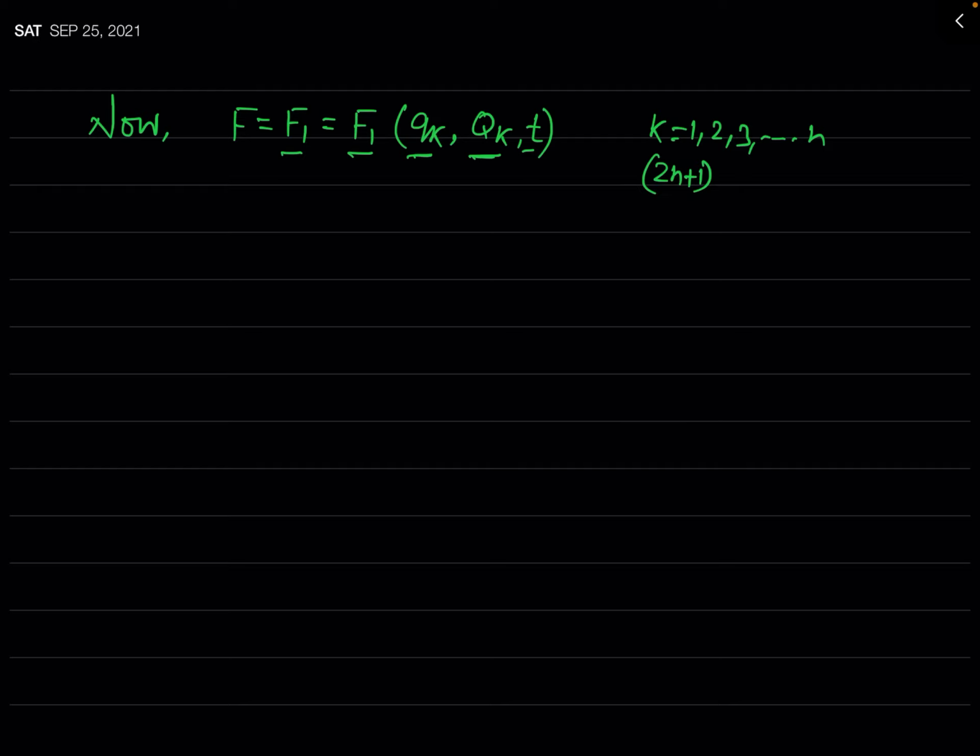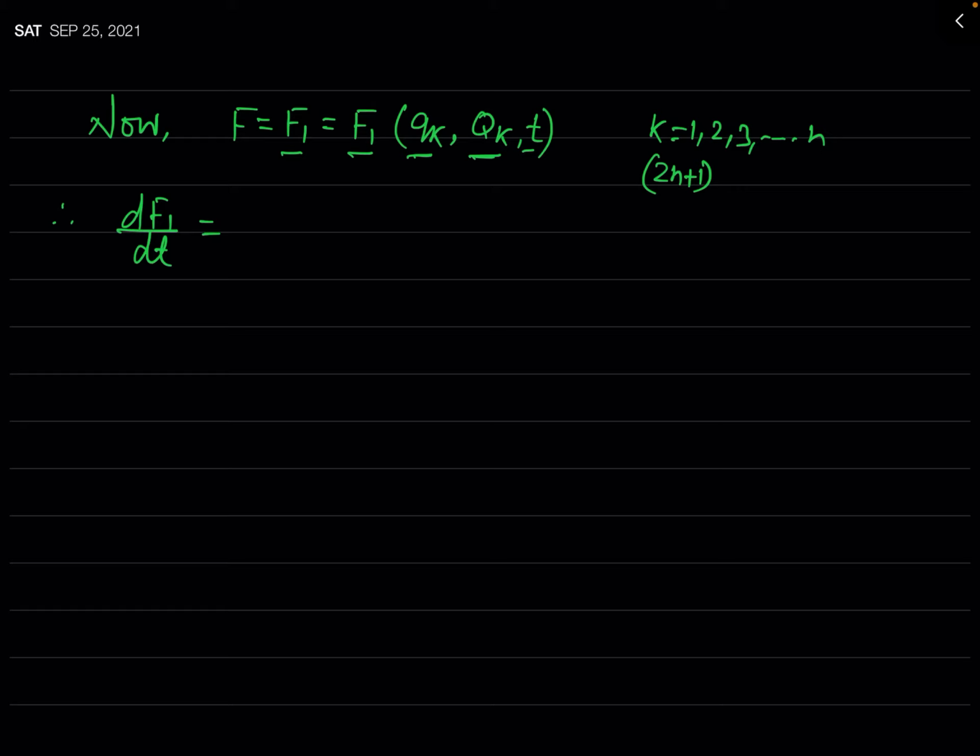Since f1 is a function of 2n plus 1 independent variables, if you want to find its ordinary time derivative, then you should follow the rule of partial differentiation, and you know it. So let us try to find df1 by dt. Therefore, df1 by dt, what will be this? You can see, first of all, we will differentiate f1 with respect to qk, but k runs from 1 to n, so you must put the sign of summation here.